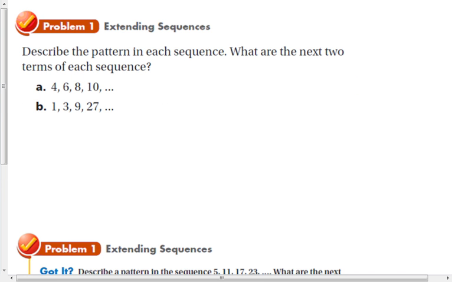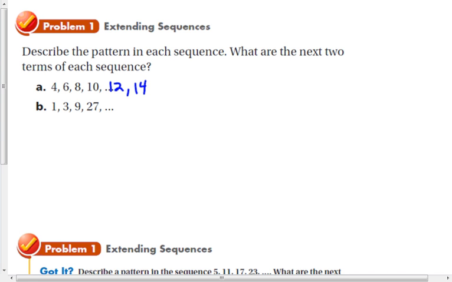All right, so we want to describe the pattern in each sequence. What are the next two terms of each sequence? So you might notice in this first one that the sequence starts with 4 and then each subsequent number is 2 more than the last. So if we continue that pattern, we would get 12 and then 14.